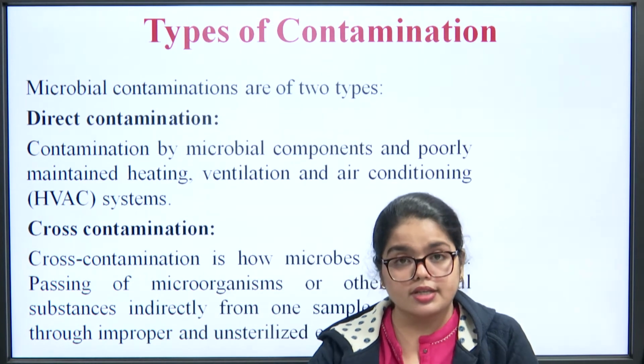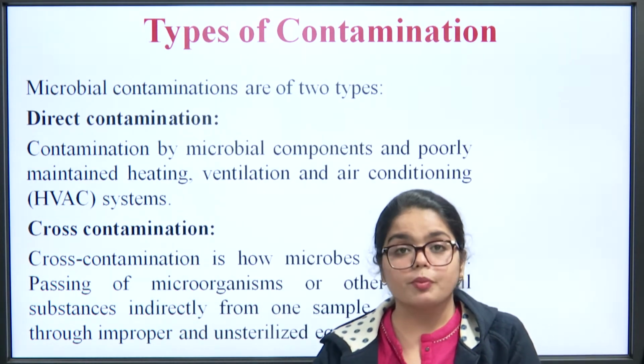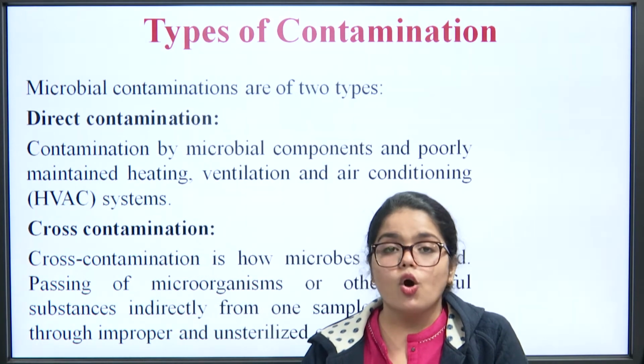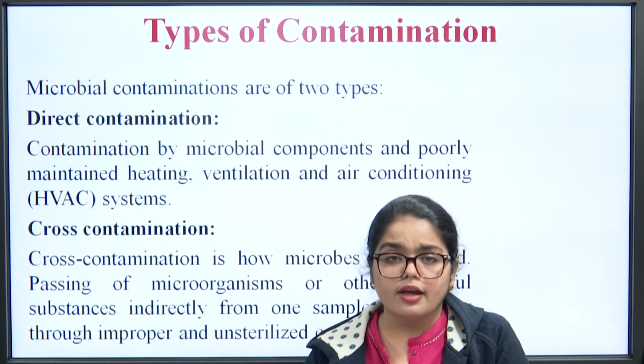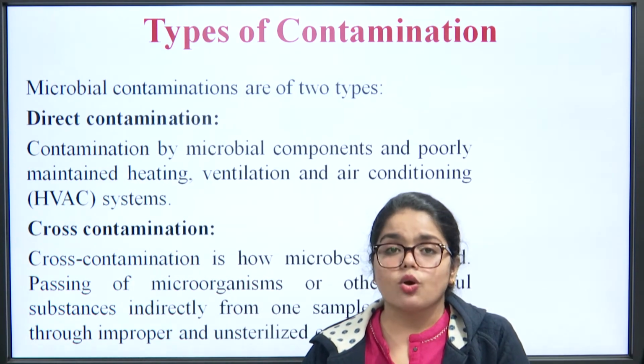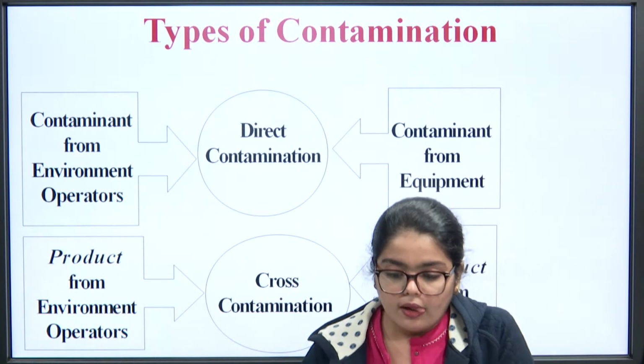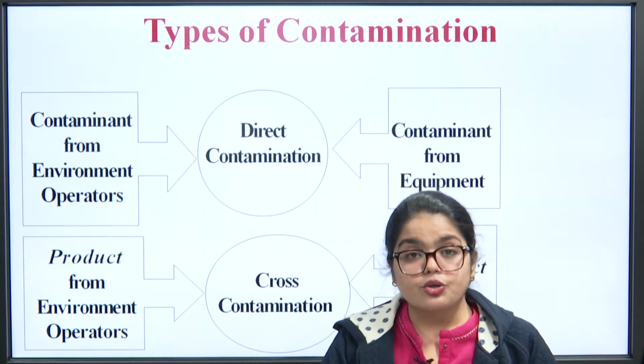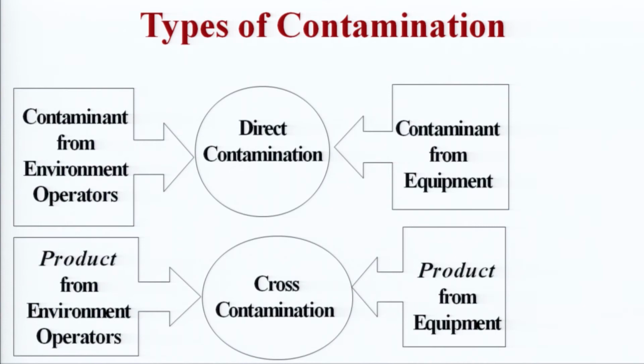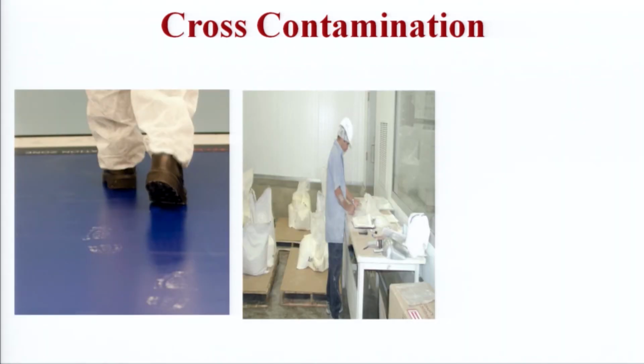So, coming to the next slide. These are the types of contaminants. It could be direct, like directly from the facilities over there, or it could be because of the improper management system, like the equipments are not properly sterilized or the handling techniques are not good. So, this is how direct contamination or cross contamination may happen. The contaminant from the environment, operator and the contaminant from the equipment directly coming, that is direct contamination. When a product from the environment or operator is responsible for the contamination, that means cross contamination is happening. So, coming to the next slide, these are the images which are defining how cross contamination occurs.